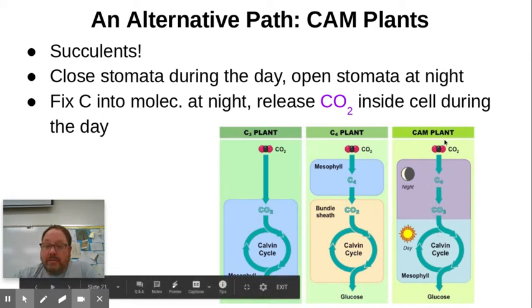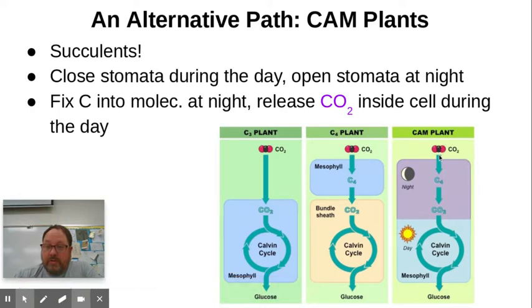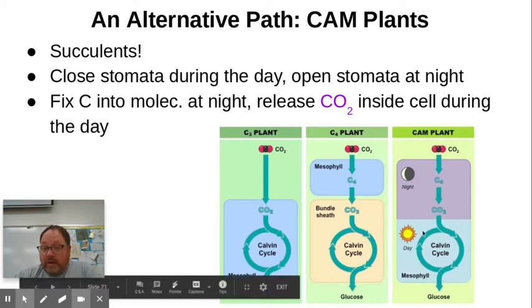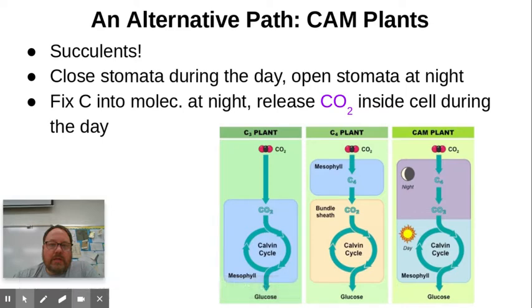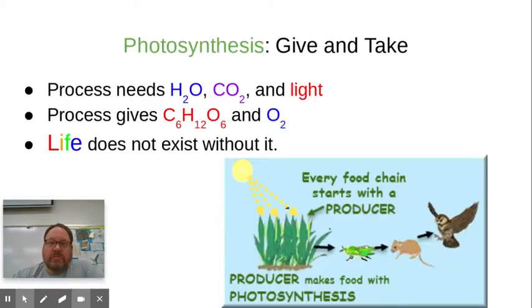So at night, they open their stomata, bring in the carbon dioxide, and attach to these four carbon organic molecules. And then during the day, when there's light energy to power the light reactions and make ATP and NADPH, enzymes will convert those four carbon molecules to CO2. And again, you can power the Calvin cycle. So those are just a couple of interesting ways that we can make sugars differently than our traditional C3 plants.